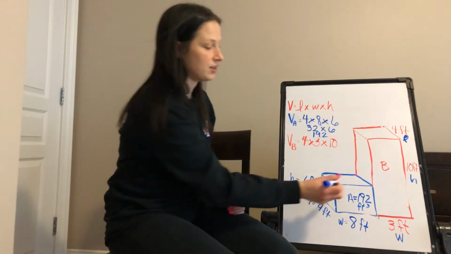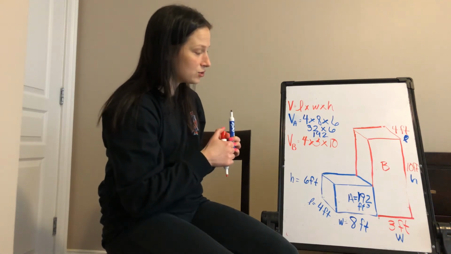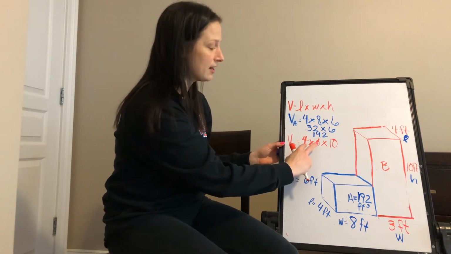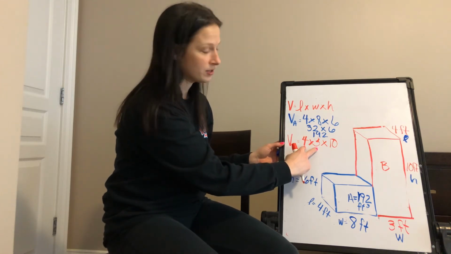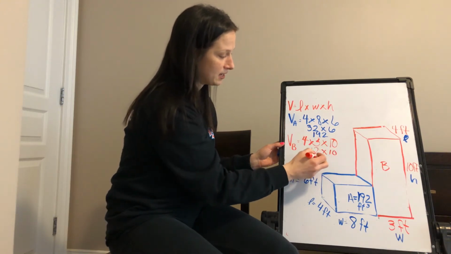Okay, watch my last video to understand why it's cubed. And then we have the volume of B. So we can do this in our head together because we're really good at multiplying by multiples of 10. 4 times 3 is 12. 12 times 10 is 120.